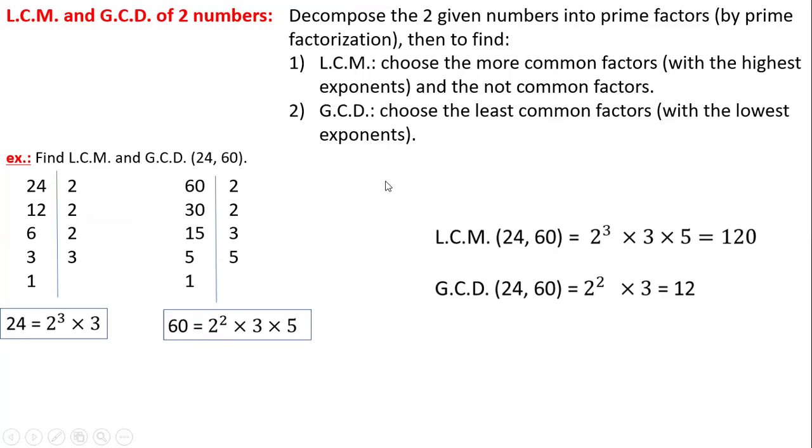And to choose the GCD, we take the common factors with the lowest exponent only. So between 2 cubed and 2 squared, I take 2 squared. Between 3 and 3, I take 3. I do not take 5 in GCD. So my GCD is 12. Also, this exercise is very important to apply on a draft.